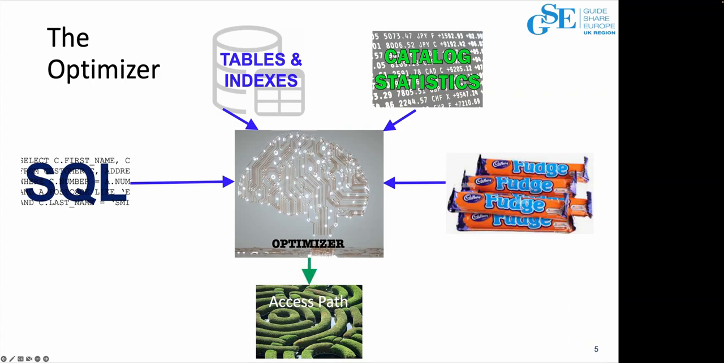Then over on the right, we've got the fudges. I didn't know how else to represent these pictorially, and it's always nice to see a bar of fudge even at 9 o'clock in the morning. But these represent the methods that we can use to manipulate how the optimizer sees things. And finally, at the bottom, the little picture of a maze, this represents the access path. The optimizer will calculate various possible access paths, and then it goes with what it calculates to be the cheapest.